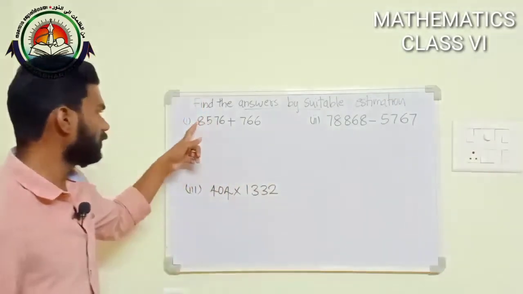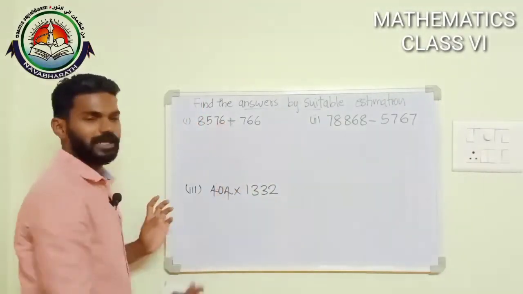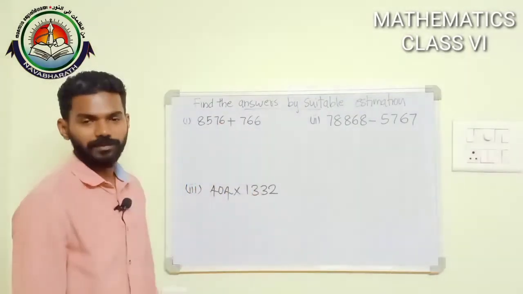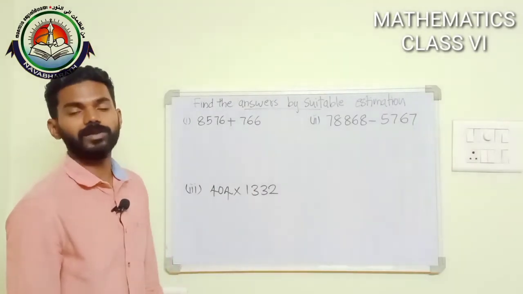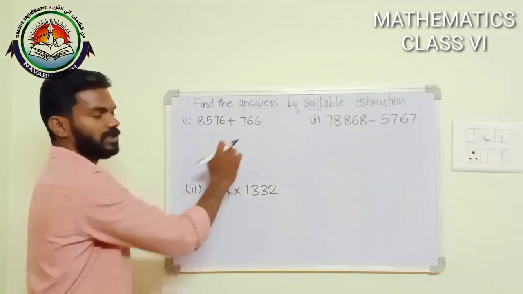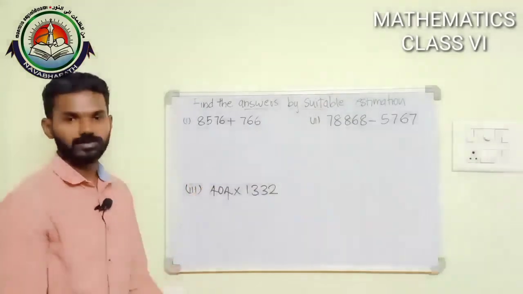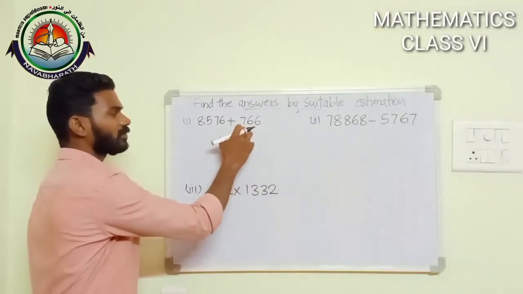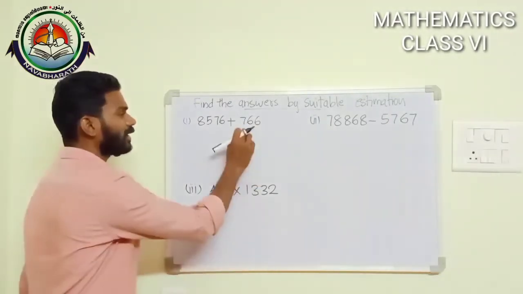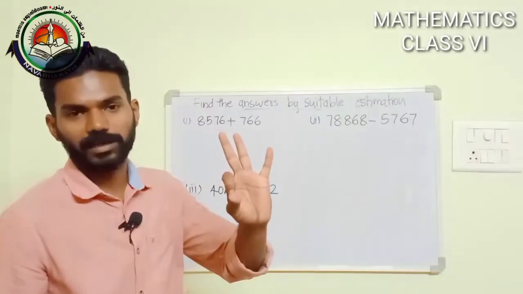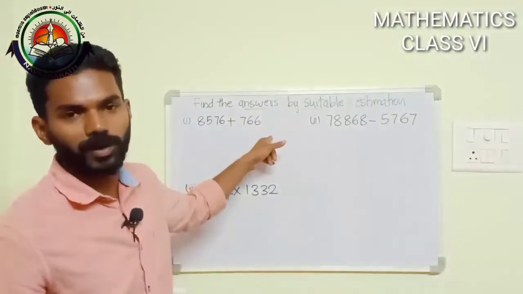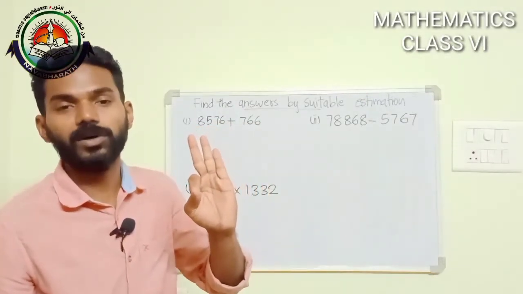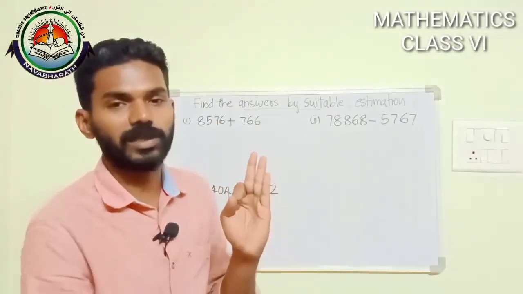Now look at the first question. It is addition. And when there is addition, first of all, we have to check the number of digits in each number. Here there are 1, 2, 3, 4 digits. And here there are 3 digits. So consider the 3 digits. Clear? The lowest number of digits. Here it is 3. And now you have to round off up to 3 digits.